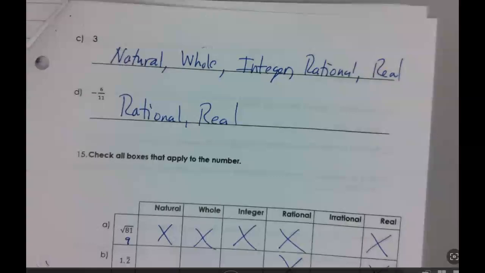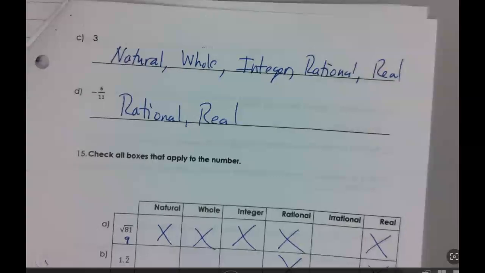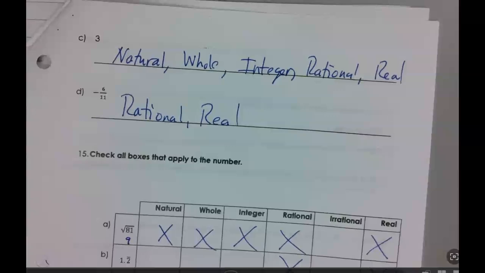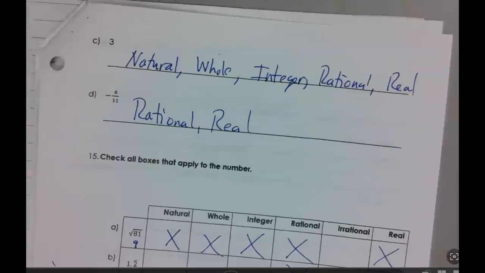What about 0? Is it natural? No. Is it whole? Yes. Is it an integer? Yes. Is it rational? Yes. And it's real. It can't be both of these, can it? Yes. All right. If it's irrational, then it can only be these two, correct?